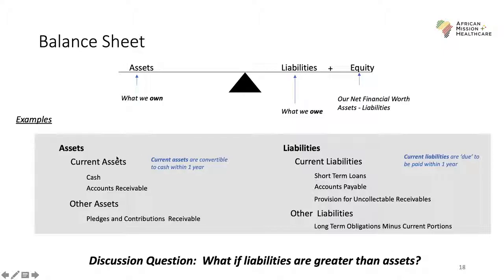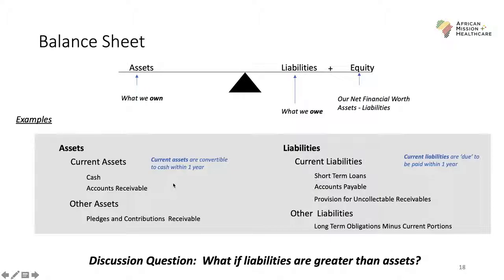When we think about assets, we tend to think about current assets and other assets. Current assets are generally things that are convertible to cash within 1 year. So cash is, of course, a current asset. And accounts receivable is often considered a current asset. So if a patient owes you 3,000 shillings for their care, that's a receivable, and typically we expect receivables to be paid in 30 or 60 or 90 days if they're going to be paid at all, and therefore they kind of meet the criteria as a current asset.